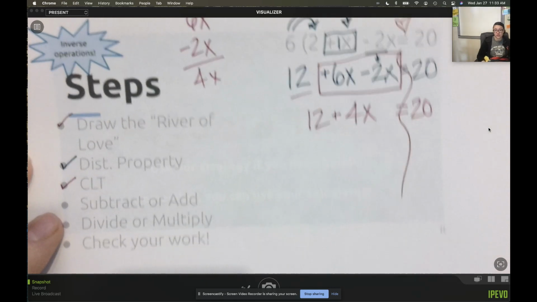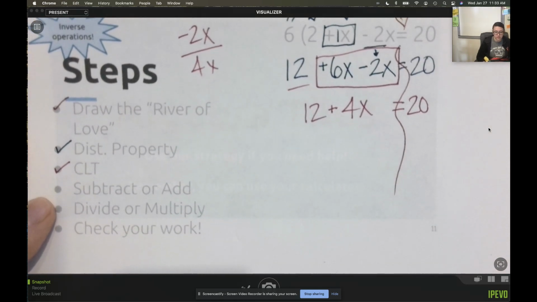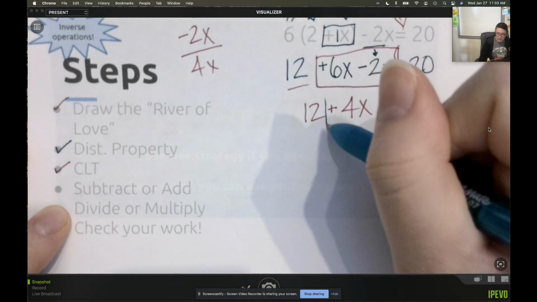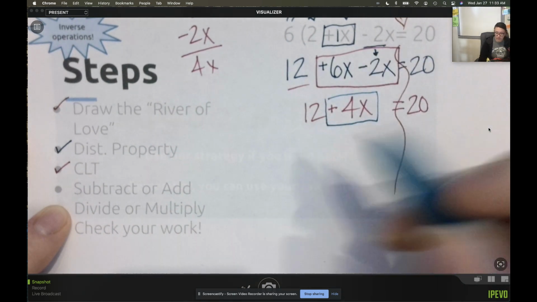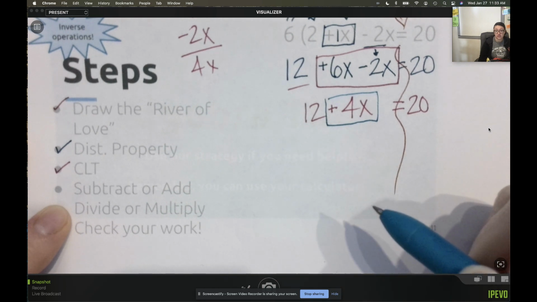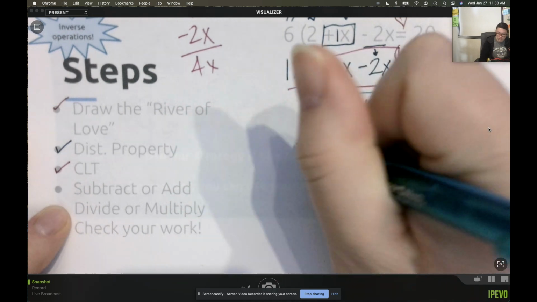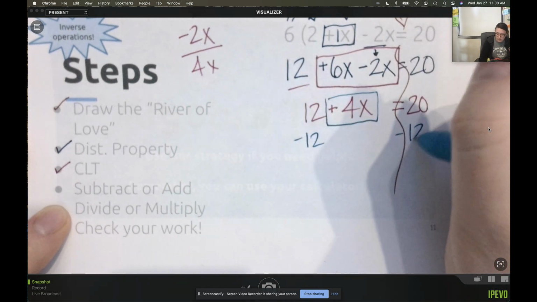Now we can go through and keep solving with Sad Meg. So here I need to save, I need to protect my coefficient and my variable. I want to get rid of that constant. How do I get rid of that positive 12? Subtract 12 from both sides.